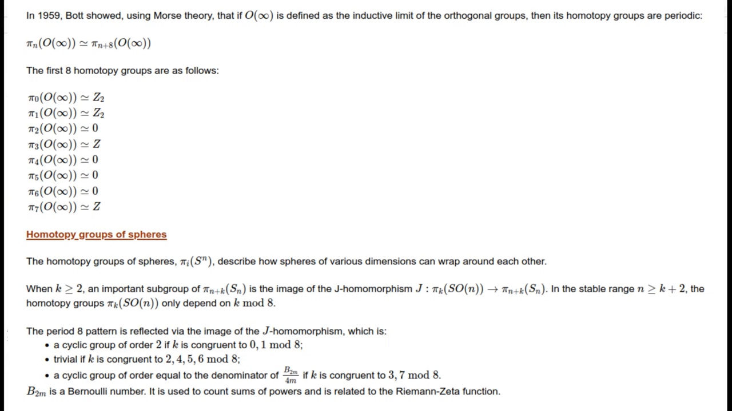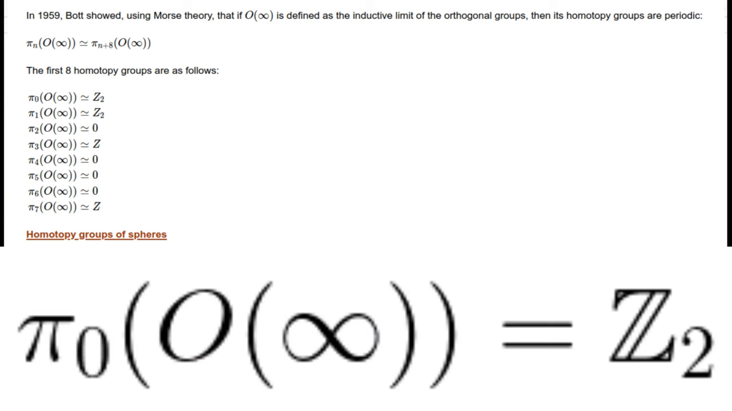Okay. And so now you can ask yourself, okay, I have this humongous O infinity, all these rotations in all these possible dimensions. What would their homotopy groups be? So pi of zero would be the number of pieces of it. Pi of one would be what you get in terms of the classes of loops. So pi sub zero, you're saying there's two pieces? Because there's reflections and rotations. That's two, my guess.